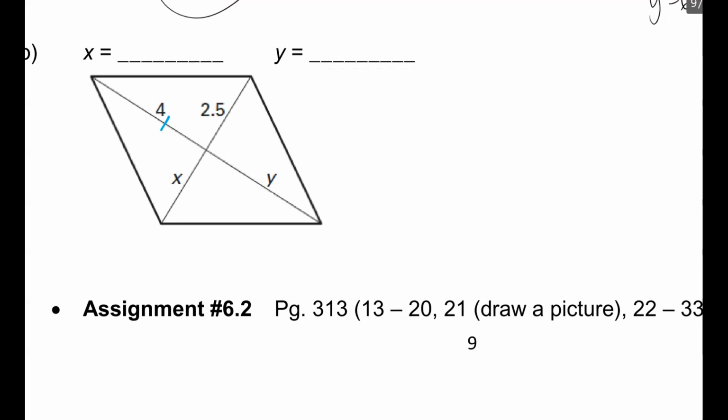Okay, so this half of the diagonal must be congruent to this half, so y is 4. This half of the diagonal must be congruent to this half of the diagonal, so x must be 2.5 because the diagonals bisect each other. Awesome.